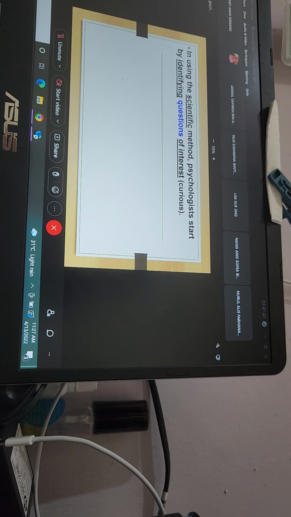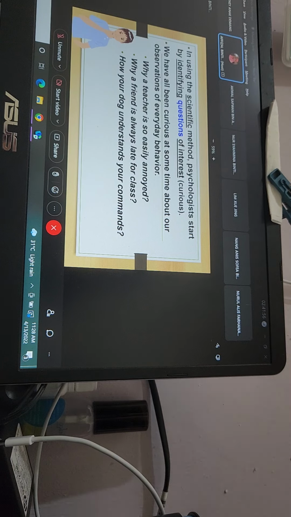In using the scientific method, psychologists start by identifying questions of interest. Okay, what you want to study about. We all have been curious at some point about our observations of everyday behavior. There are a lot of things that we think in our mind. For example, why a teacher is so easily annoyed. You want to know why. Or why a friend is always late for class. This is what we mean by questions of interest, always playing in your mind. How your dogs understand your command.